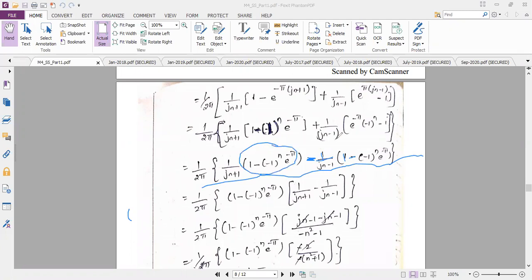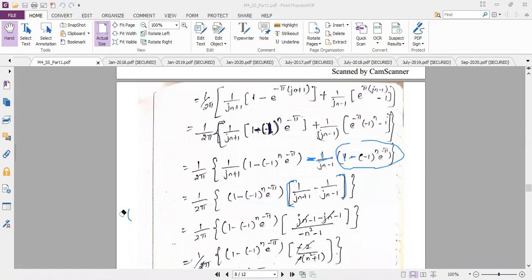So now you know for what purpose we have moved our minus sign outside, because to make this term common, so I have moved that minus outside. So this term I will move it out. This becomes a common term now. So this already 1 by 2 pi is common, which is there already out. Along with that, now we have one more term out, which is 1 minus minus 1 power n e power minus pi. So within the bracket, you will be having 1 divided by jn plus 1 minus 1 divided by jn minus 1.